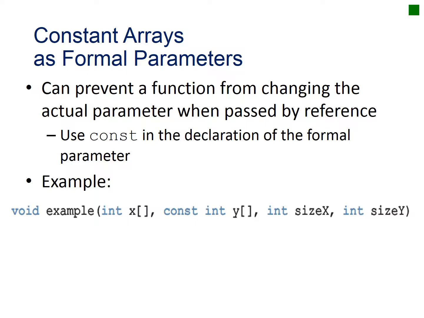Constant arrays as formal parameters. Using const in the declaration of the formal parameter can prevent a function from changing the actual parameter when passed by reference.